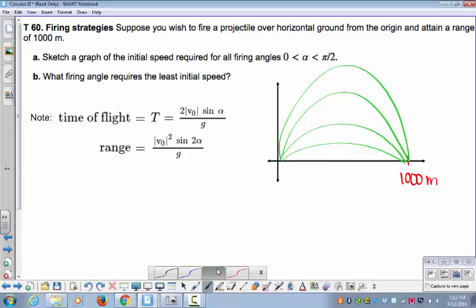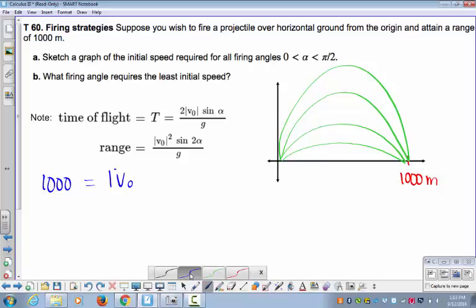Now, some intuition. Hopefully it's obvious. If it's not, let's generate it to be obvious. The lower the launch angle, the higher the initial speed has to be to attain 1,000 meter range. Is that intuitive to everybody? The lower you have your launch angle, the faster that projectile needs to be leaving in order to make it 1,000 meters. Okay. So we've got that going on. So we kind of think to ourselves, oh, there's a lot of possibilities here.